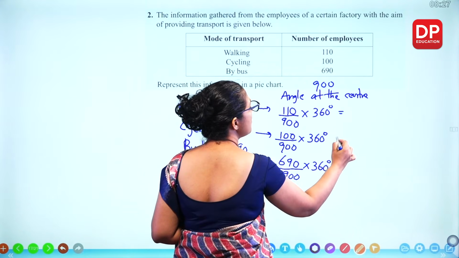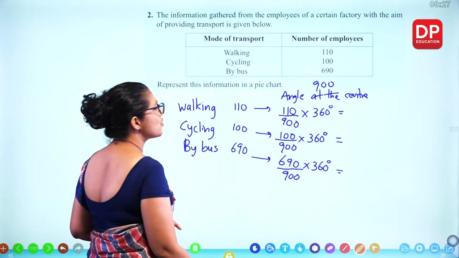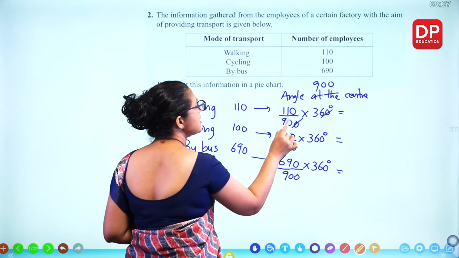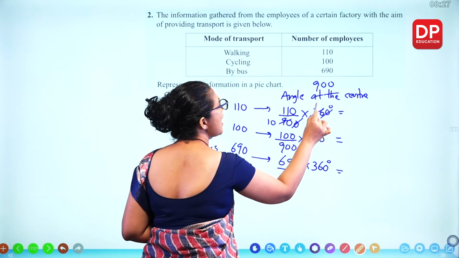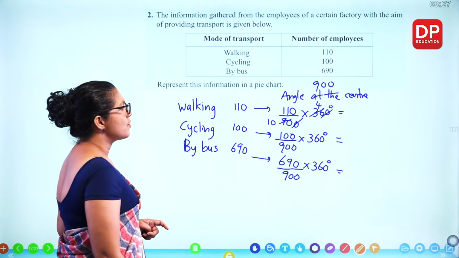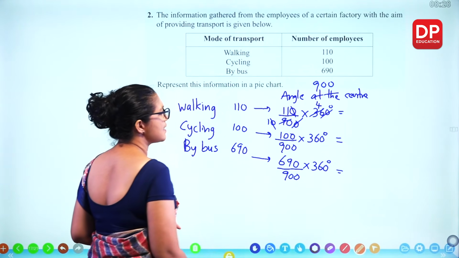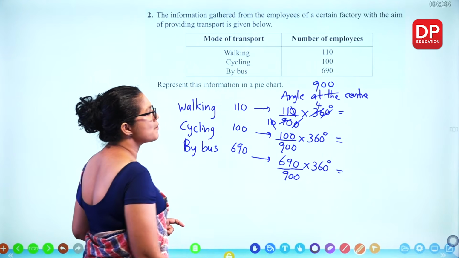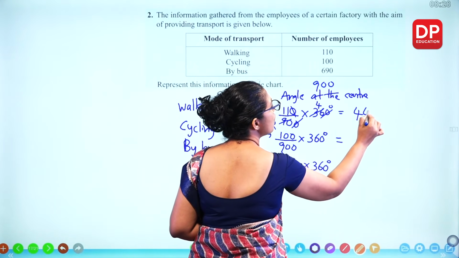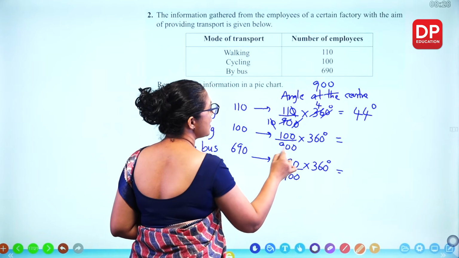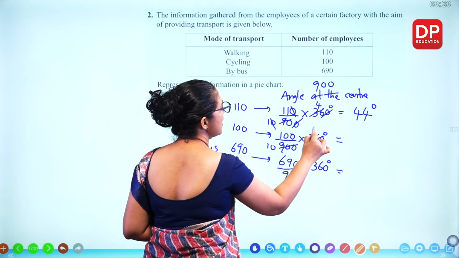Now try to simplify. What you get? 0, 0 get cancelled out. 9 times 10, 9 times 4. Now you can divide by 10. This 0 get cancelled out. You get 11 times 4. That's 44 degrees. This one, again you get 10 here, 4 here.